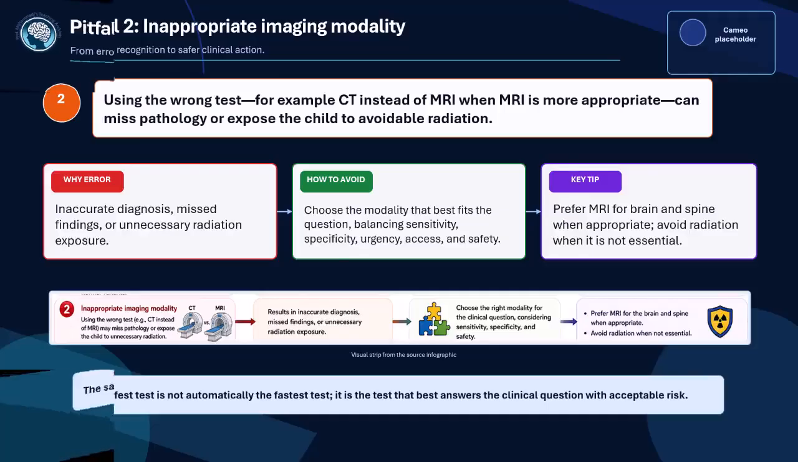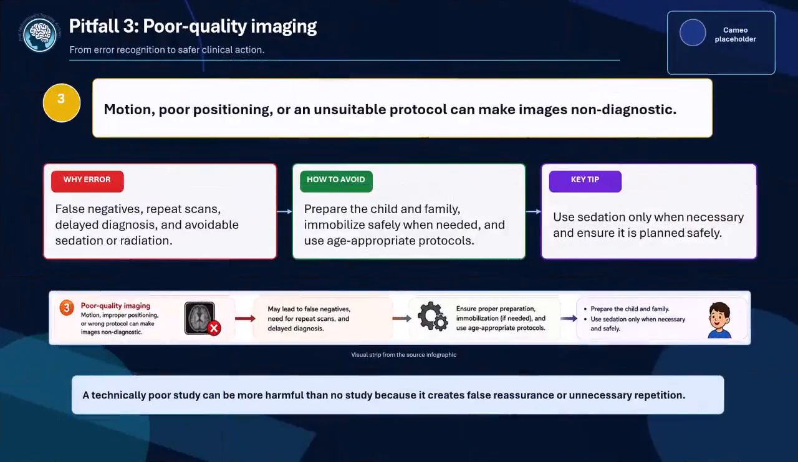Next slide, please. Poor quality imaging is another major source of error. Motion, poor positioning, or an unsuitable protocol can make a study difficult or impossible to interpret. This can lead to false negative results, repeat scans, delayed diagnosis, and sometimes additional sedation or radiation exposure. A technically poor study may create false reassurance, or it may require the child and family to go through the entire process again. Avoiding this pitfall requires preparation.